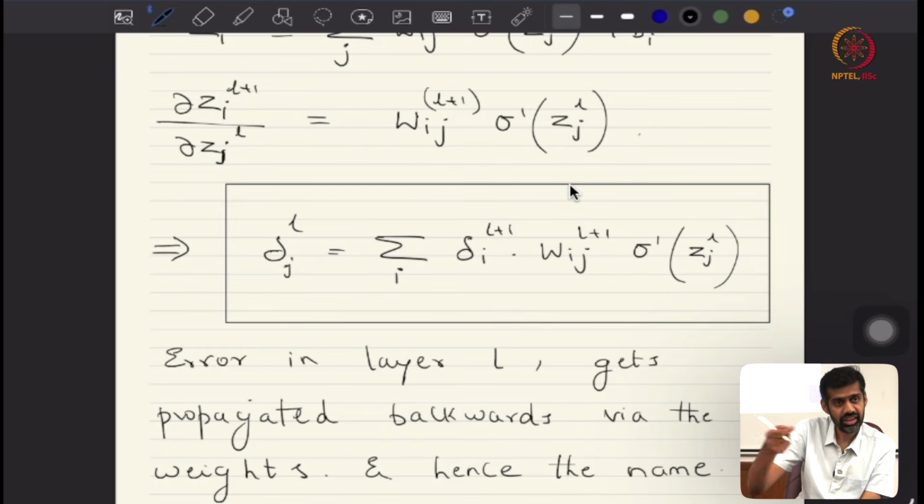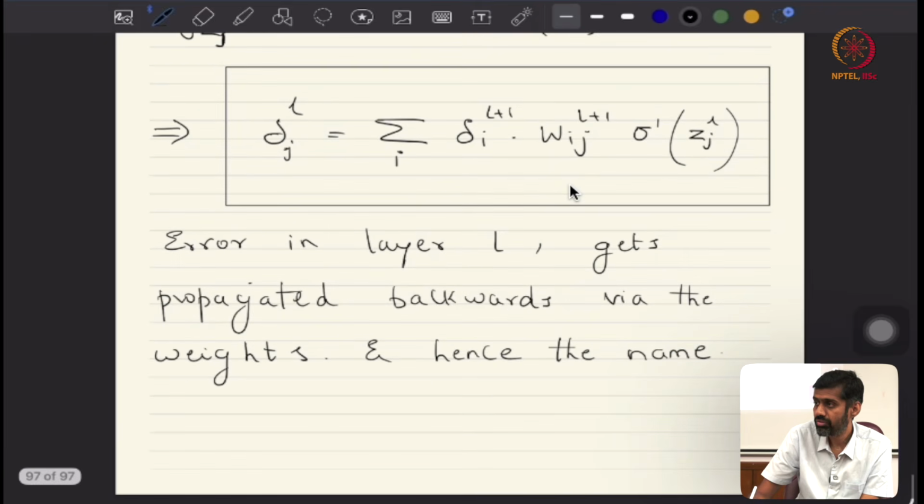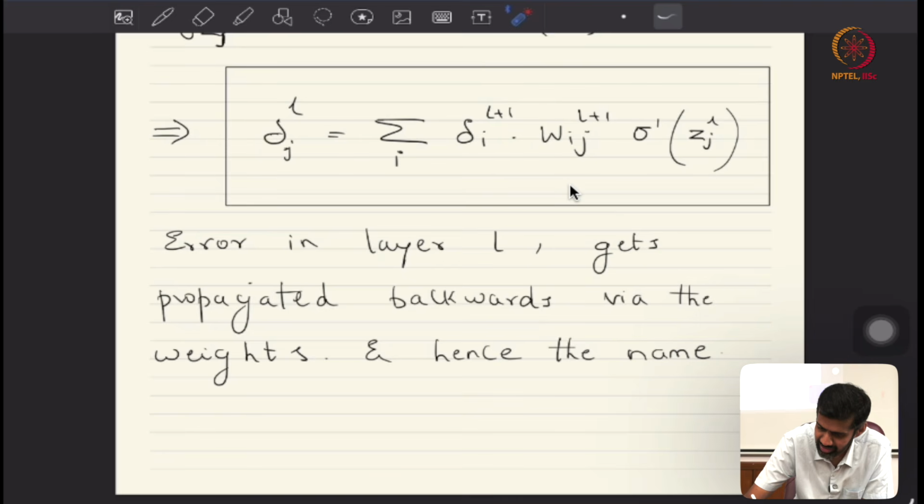Yeah, error gets propagated backwards via the weights, and therefore the name backpropagation. Okay. No, small l. Capital L is only for the last layer. Everything else is small l. Oh, does this look like capital L? No, this is small l. Yeah, capital L is only for the last layer. Right? This is for all layers.